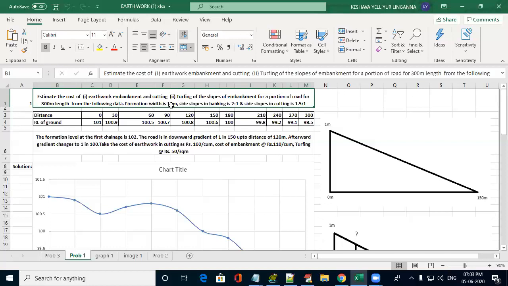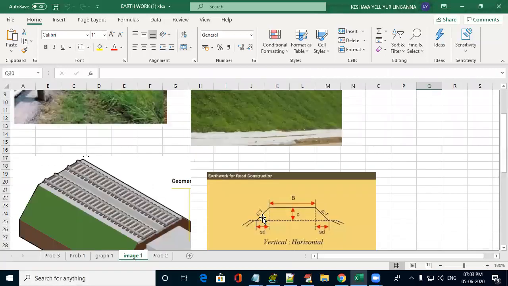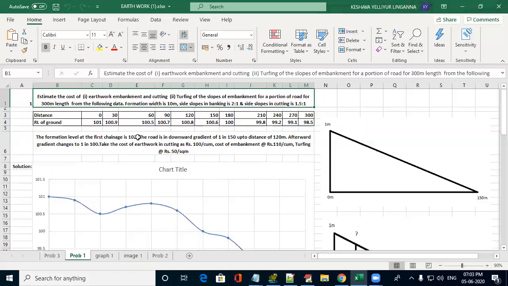Formation width is 10 meter. Formation width is bed width. I'll show you. This is formation width. These are side slope. S is the side slope, that is S is to 1 is the side slope, and this width is called formation width. That width they have given, that is 10 meter.